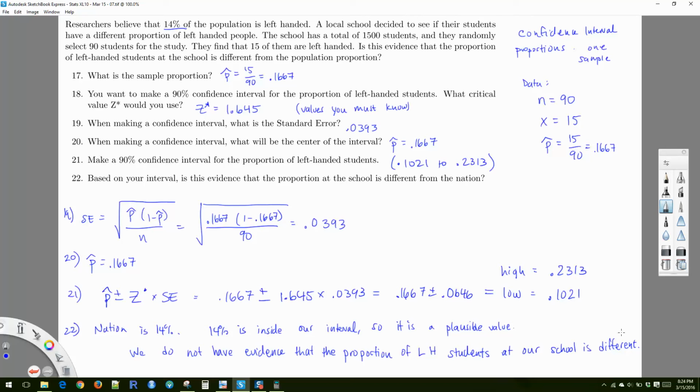Did you have a question? Where does the 14% come from? That comes from the problem that says 14% of the population is left-handed, and so we want to know, is the proportion different from the population proportion? Okay, so there's this number 14%. This is somehow known to be the national percentage, and we want to know, okay, we're going to survey our school, and we're going to try to see, is our school different from the nation?